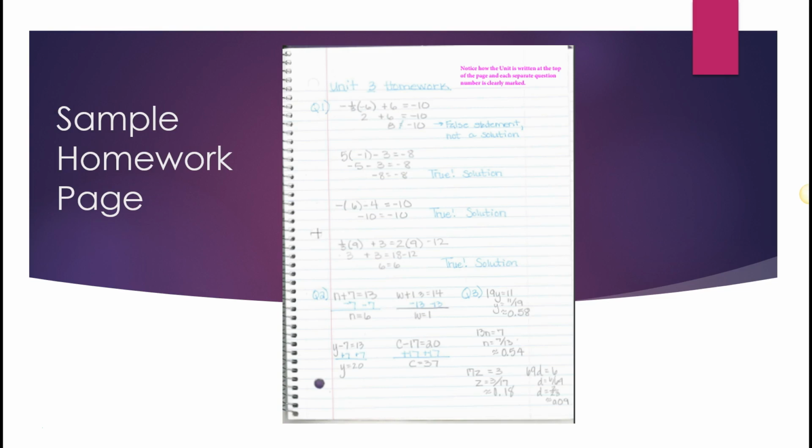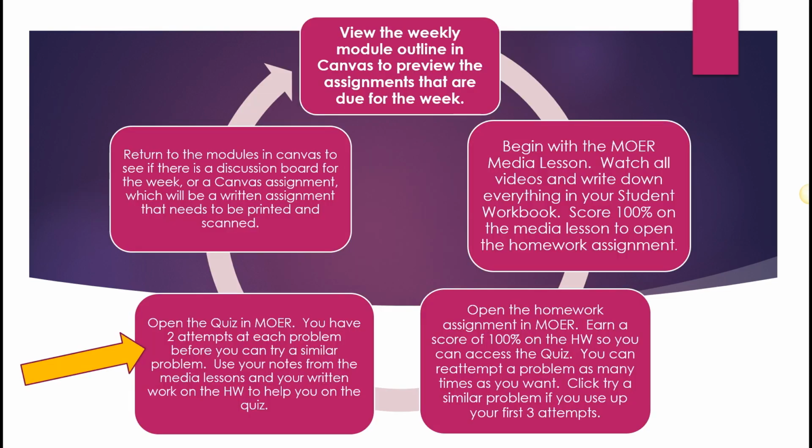Here's an example of what your work should look like for your homework. You should be keeping a separate spiral notebook or some separate paper in your binder where you show all your work for your More assignments. That way you have a record of all your work in case you ever need to come in for help. We can sit down and help you and go over your work. This is also going to be a good resource for you when you're taking the quizzes on each unit.